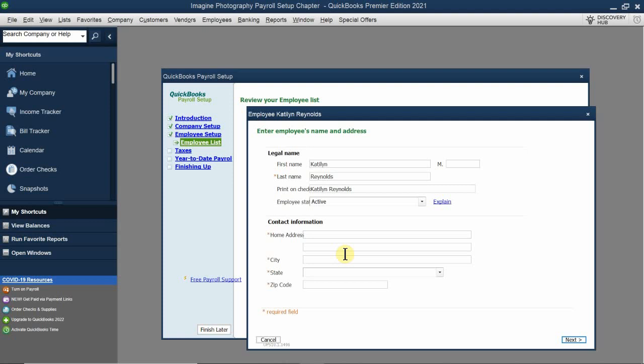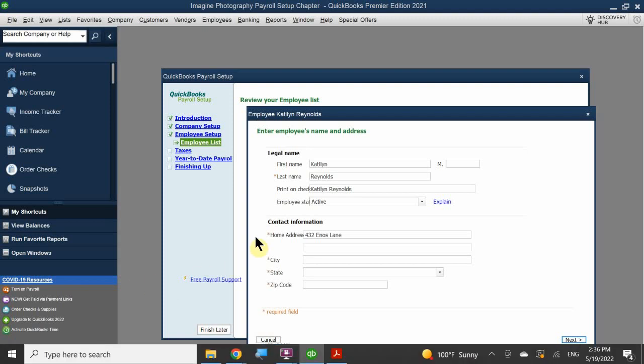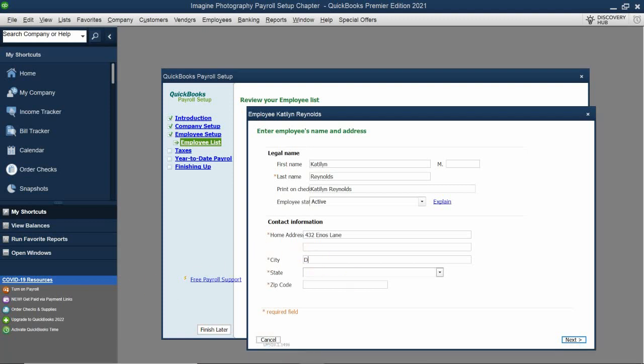Okay. So in this case, her address is going to be, let me see, 3432 Enos Lane. Okay. So 432 Enos Lane. Okay. City, Danville.